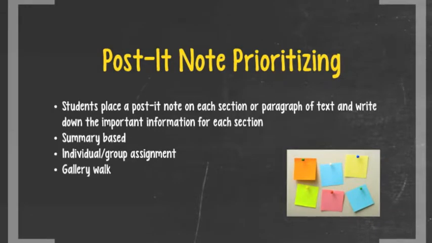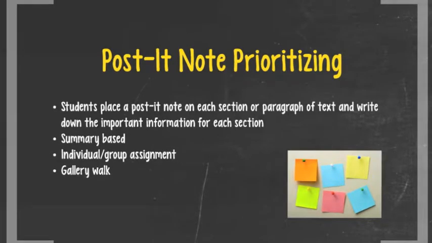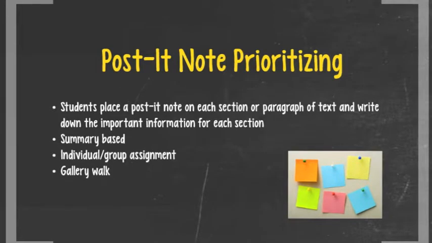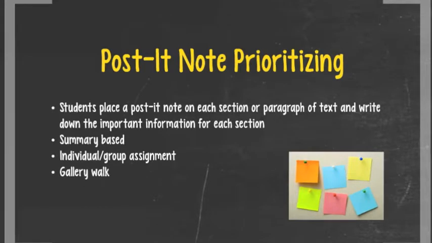So the next strategy I want to talk about is called Post-it note prioritizing. And this would be perfect to use with an informational text article or maybe a chapter from the textbook. But basically, students are going to go through and place a Post-it note on each section or paragraph and write down important information from the section. So this would definitely be a summary-based activity as they're going to be pulling those key details that would be relevant and important to remember.